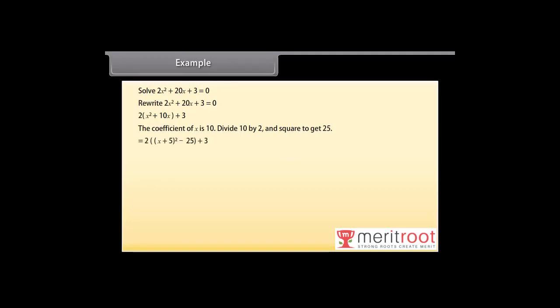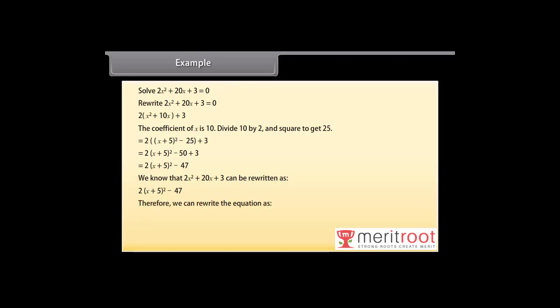This is equal to 2 into (x plus 5) whole square minus 25, plus 3, which equals 2 into (x plus 5) whole square minus 50 plus 3, equals 2 into (x plus 5) whole square minus 47. We know that 2x square plus 20x plus 3 can be written as 2 into (x plus 5) whole square minus 47. Therefore, we can rewrite the equation as 2 into (x plus 5) whole square minus 47 equals 0. So 2 into (x plus 5) whole square is 47.